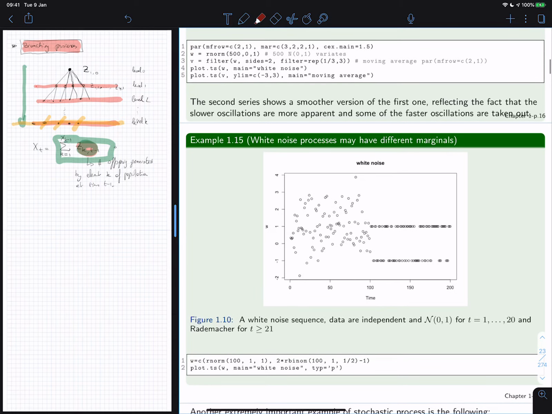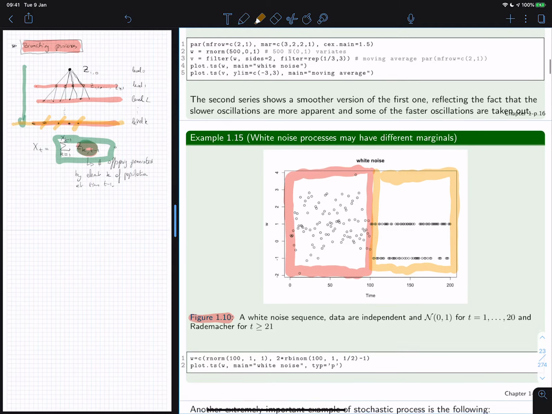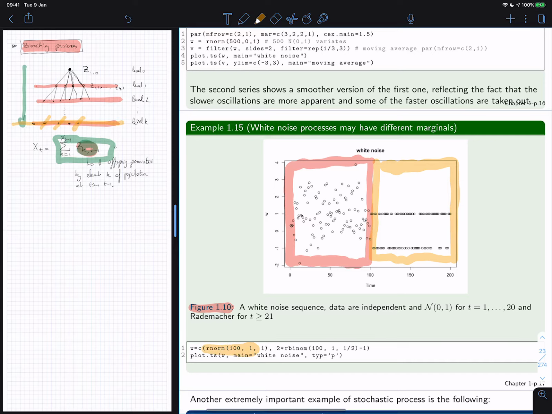So in figure 1.10, what we see is a sequence of white noise which has a certain distribution up to a certain time point, and then another distribution after that time point. Before time 100 it's normal, and after time 100 it's binomial. Here they are IID, and here they are IID. That's a sequence of white noise, but we see that it doesn't have the same distribution all the time.